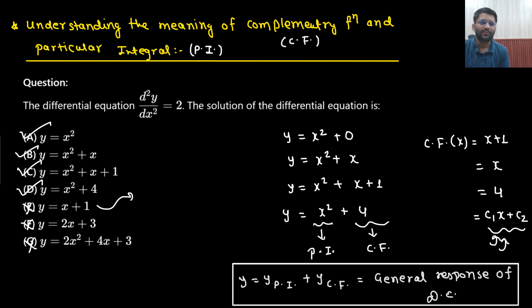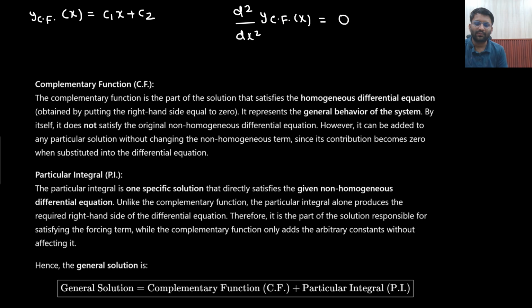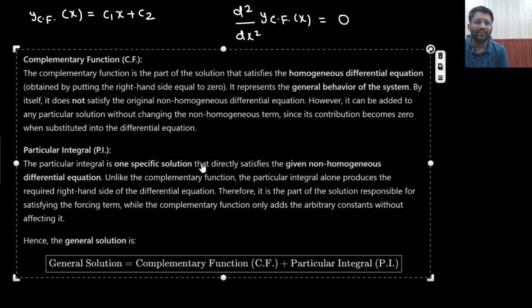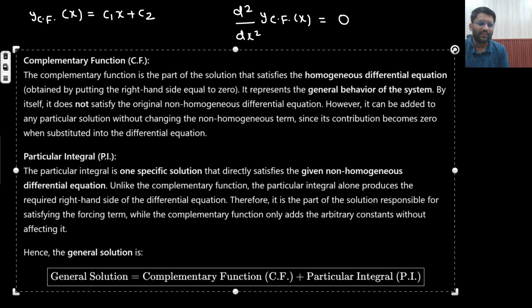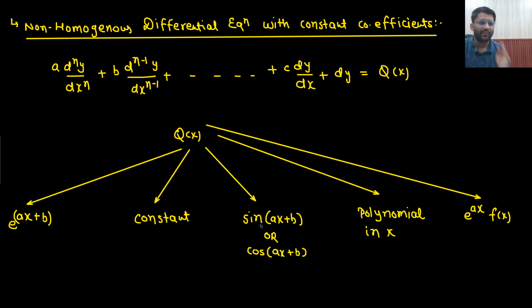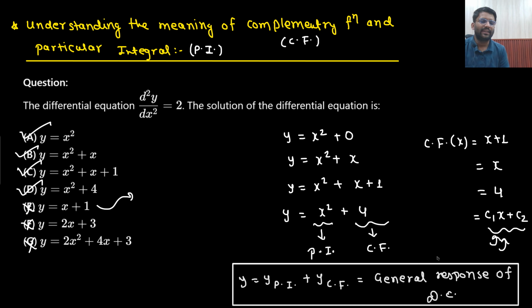Is that understandable to you? I know you are not understanding much. I know these lines also you will not be able to understand much. But when we see the examples, you will be able to understand. With the example, everything will be crystal clear. As of now, you just understand that there are two terms, CF and PI, complementary function and particular integral.